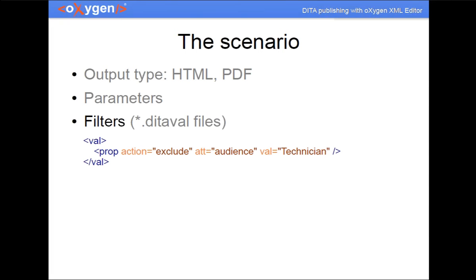Now, a filter file is just an XML file. By default, everything is permitted, everything goes through the filter into the output. So you need to write rules to exclude specific content. So for example, if I want to publish my end user documentation, then I will say in my filter that it should exclude everything that is marked with a metadata audience as being intended for a technician.